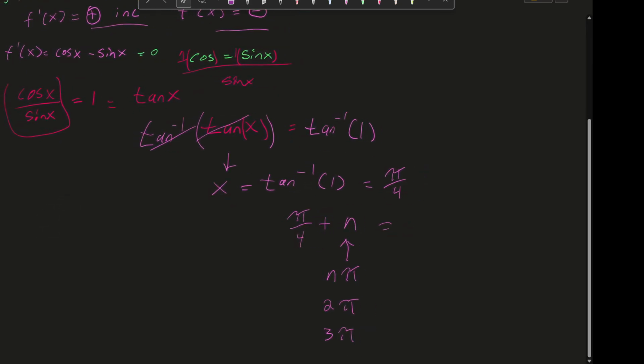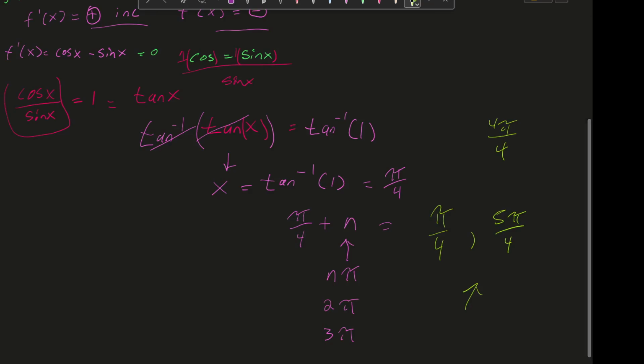So since your interval here is only 0 to 2 pi, then you'll have pi over 4. And then if you add pi, you would also have 5 pi over 4. So adding pi would be like adding 4 pi over 4. That's adding pi to your pi over 4. You get 5 pi over 4.